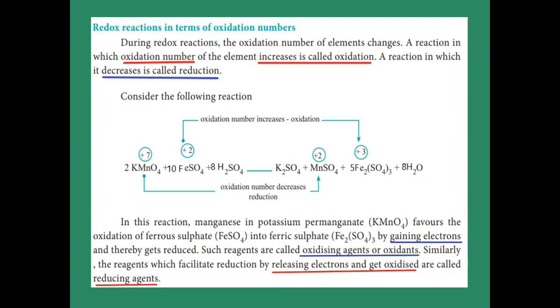Now the ferrous sulfate, going into ferric sulfate, releases the electron and gets oxidized, but it is used to reduce the KMnO4 to MnSO4, so the ferrous sulfate here is called the reducing agent. It undergoes the oxidation process, but is used to reduce the other molecule, so it is called the reducing agent. So ferrous sulfate here is the reducing agent, and KMnO4 is the oxidizing agent.